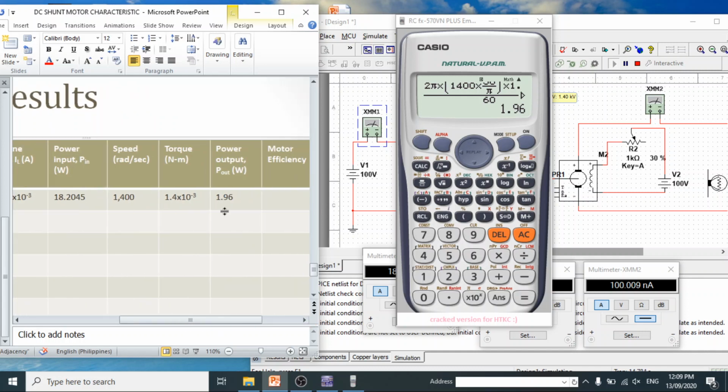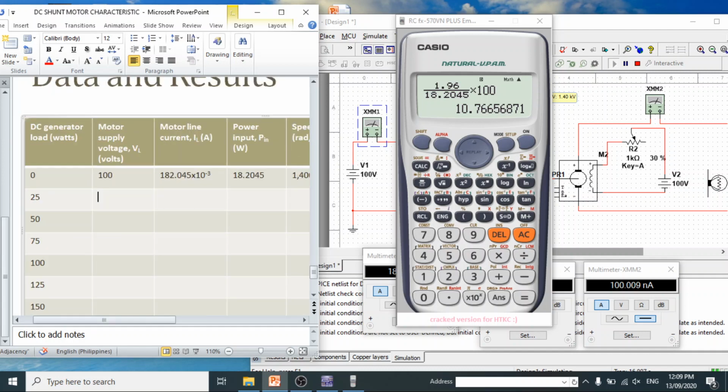To calculate the efficiency, efficiency is power output over input. So we divide 1.96 divided by 18.2045, then multiply it with 100%. So the efficiency at no load is 10.77%.